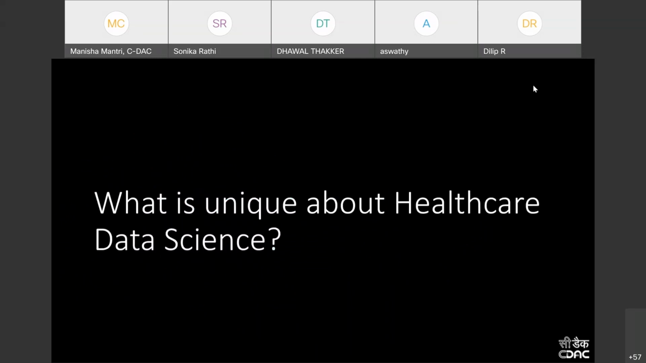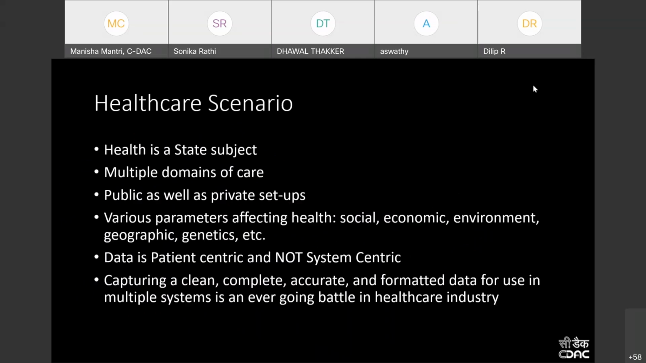So now let's talk about what is more unique about healthcare data science, why it is so difficult. So let's see the healthcare scenario now. When we look at the healthcare scenario in India, we know that health is very much a state subject. So all the regulation, all the requirements change from state to state. We must have been hearing that RT-PCR is mandated in Maharashtra but not mandated in Bangalore, or mandated in Chennai but not mandated in Delhi, and so on. Why? Because all the decisions of health are taken by the state.